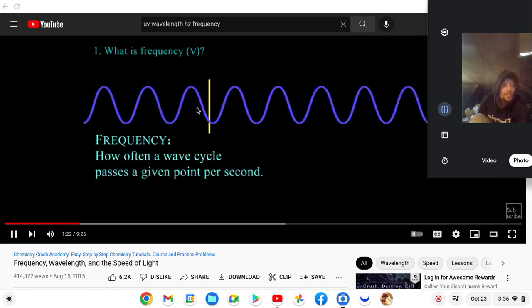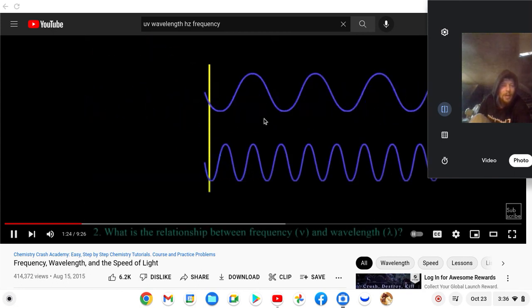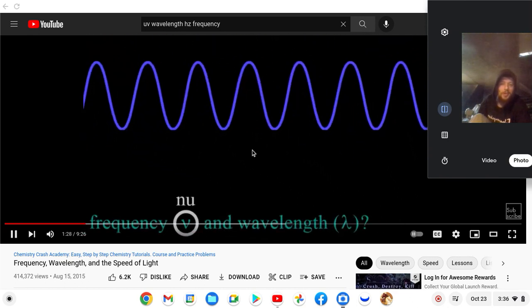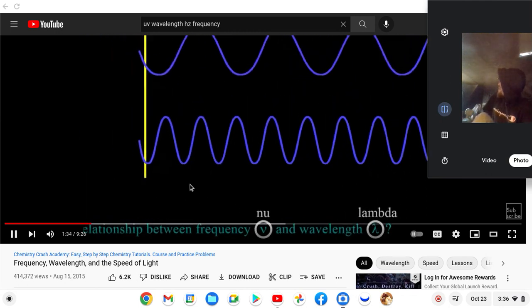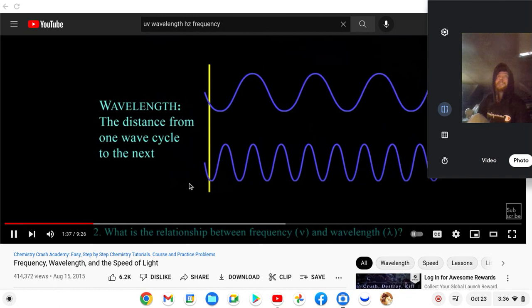Now let's take a look at the relationship between frequency and wavelength. We know that frequency has the symbol nu, and here we see the symbol for the wavelength, the Greek letter lambda. Wavelength is defined as the distance from one wave to the next.